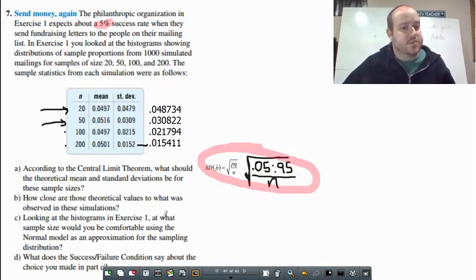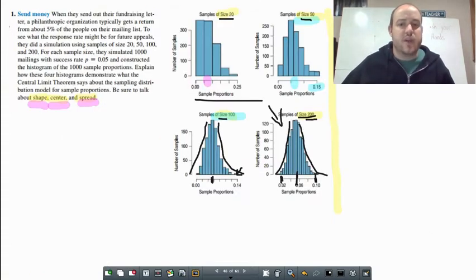C, looking at the histogram in example 1, what sample size would you be comfortable using the normal model as an approximation for the sampling distribution? So in this case, it's saying, if we look at these four graphs, which one of them would have been the first one you would have been okay with using the normal model? Now, if I were a betting man and had to pick which one would be first, this is obviously skewed right. I don't want to use this. And again, this one's pretty skewed right as well. As you can see it tapering off here, but not so much on this side.